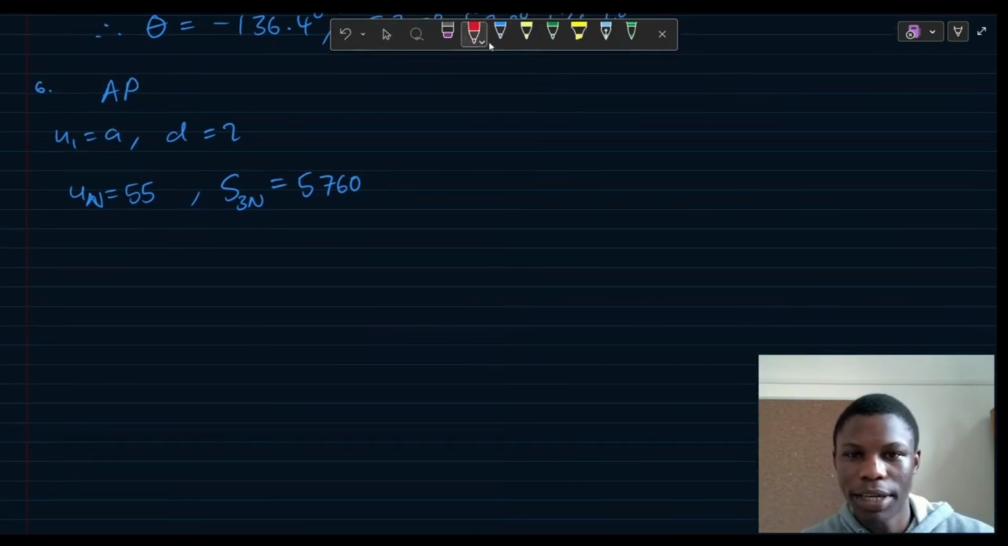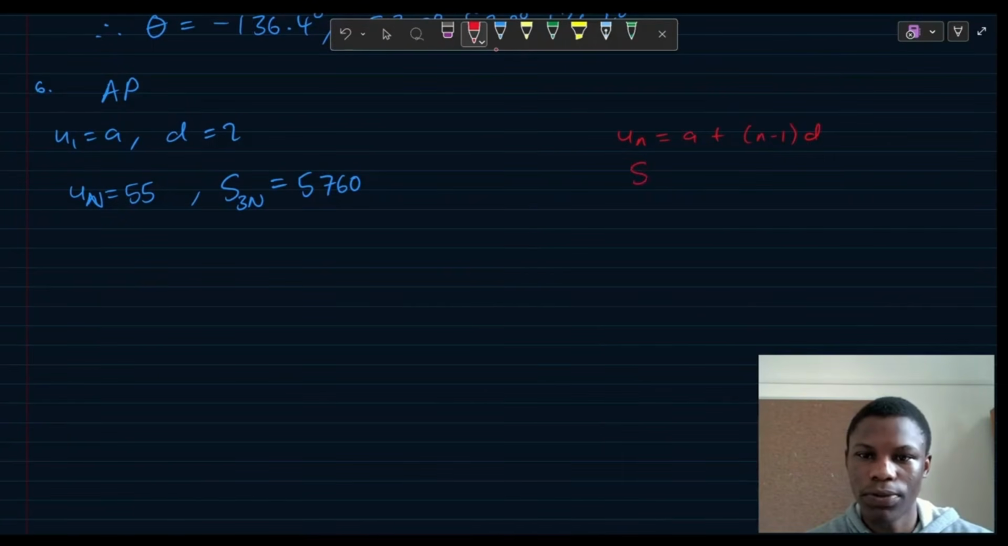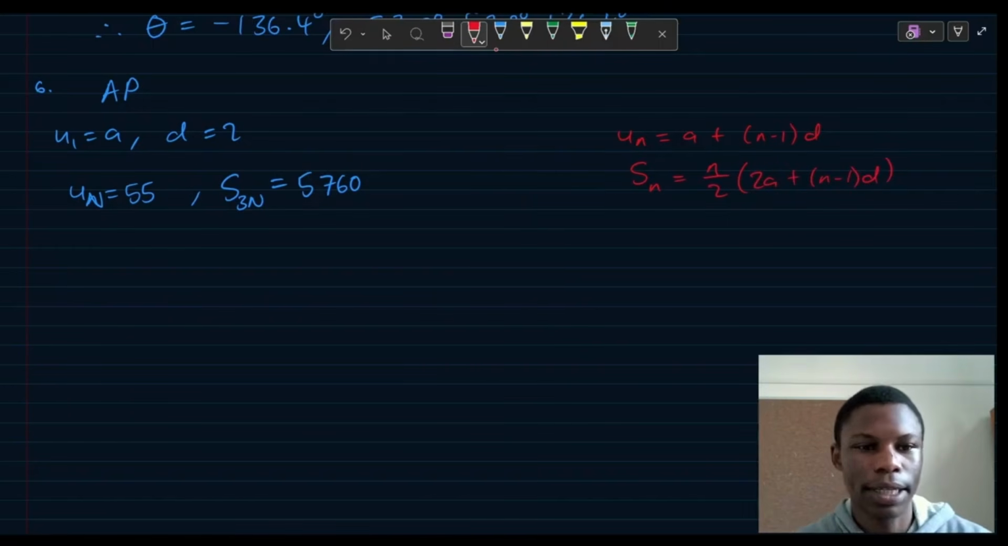Alright, so from the MF19, you'll find that the nth term of an AP is a plus (n minus 1)d, and you'll also find that the sum of the first n terms is n over 2 times (2a plus (n minus 1)d). Okay.